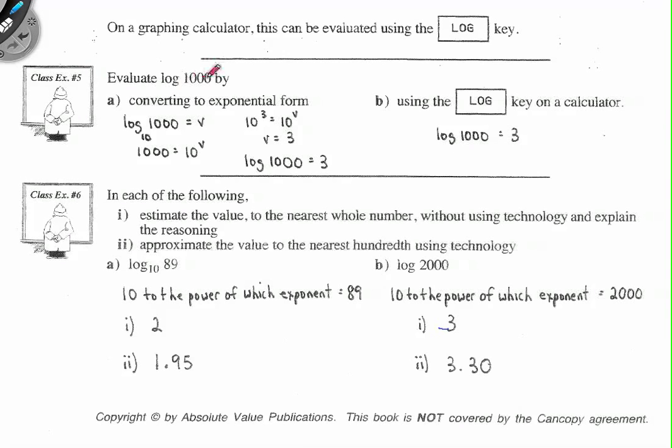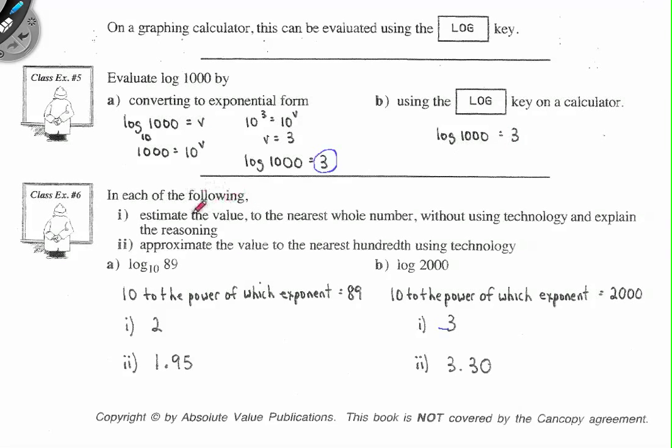So evaluating log of 1,000, we just punch it in on our calculator, and it spits out the number 3. Or we could do it ourselves. We could drop the 1,000 down, swing the 10 over, bump the v up, drop, swing, bump, and we know that v has to be 3. Doing the same on a calculator will get you 3.